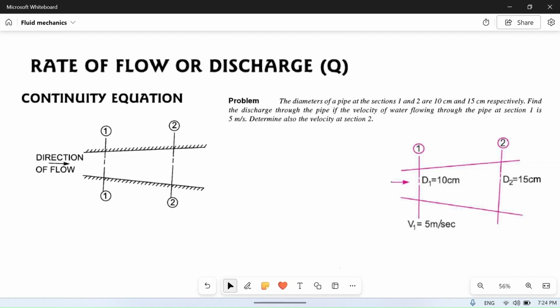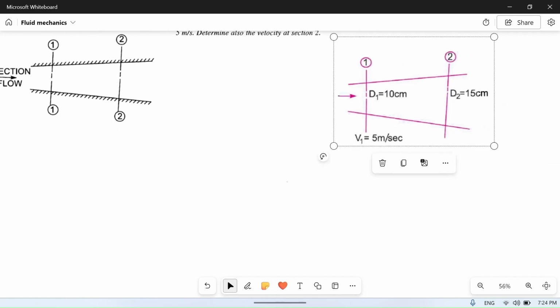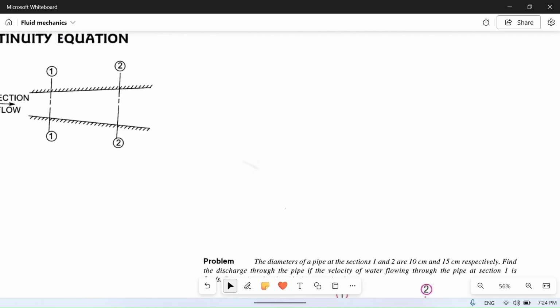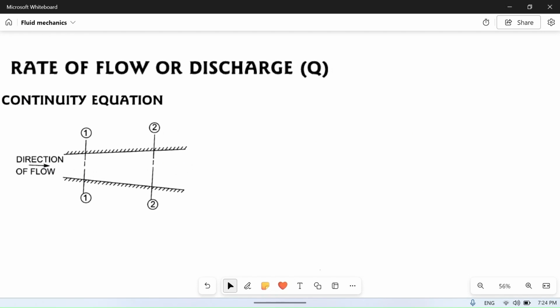So first of all, what is the rate of flow or discharge? Let's move this question down so that we will solve it later. First of all, let's understand the other two things. What is the rate of flow or discharge?